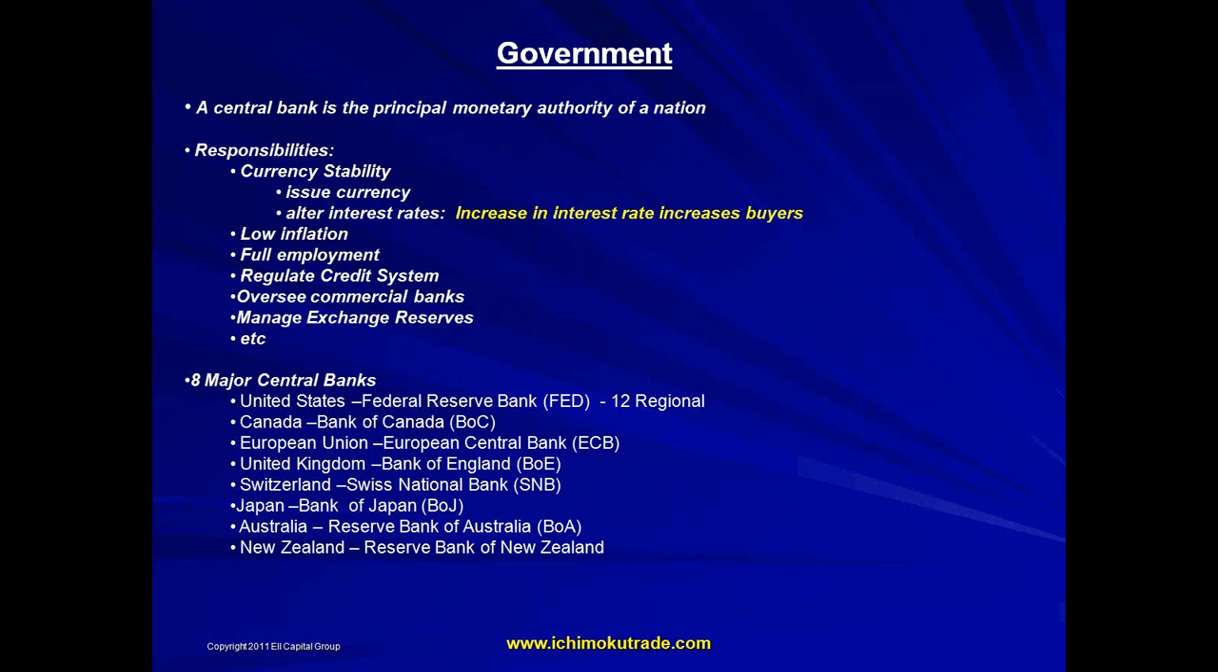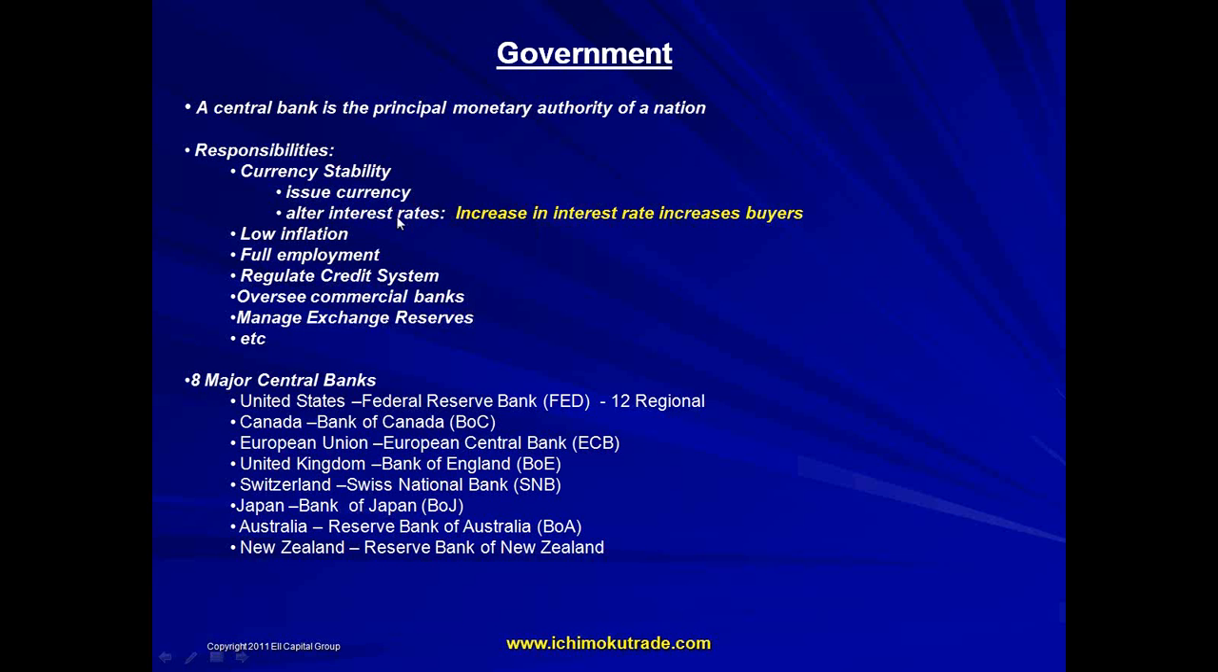Okay, moving on. If we come here, this is the governments. We're going to talk about each tier real fast. The government, remember we talked about this? This is the central bank. They're the principal monetary authority for that nation, so they control their currency. Their responsibilities are currency stability. They issue the currency, which means they could print as much currency as they want. Their goal is to control the currency and its movement by controlling the interest rate.